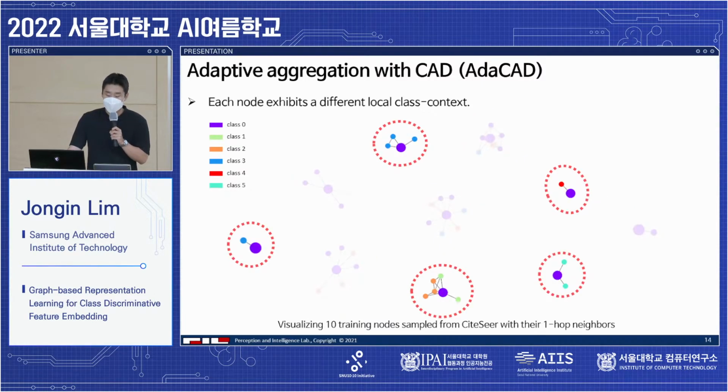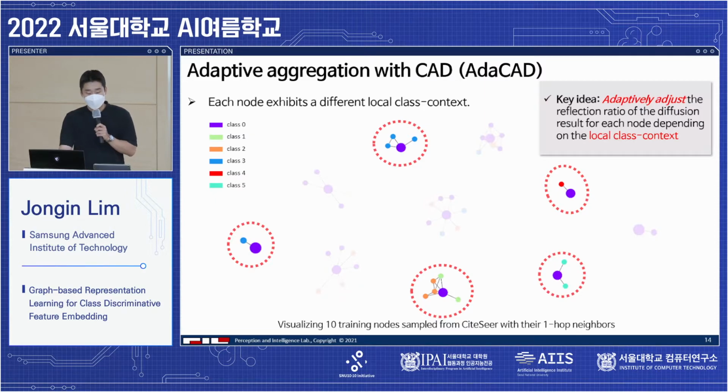However, some nodes are connected to nodes of various classes, or even worse, nodes of the same class may not exist in their neighbors. In these cases, aggregation may lead to corrupted representations due to those interclass connections. Therefore, we propose to adaptively adjust the reflection ratio of the diffusion result for each node depending on the local class context.